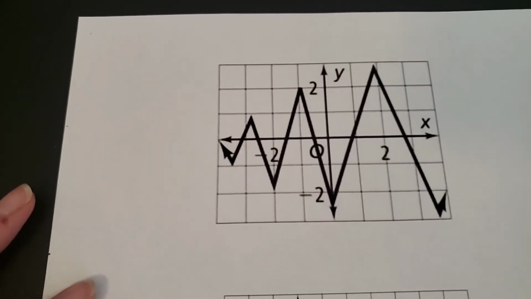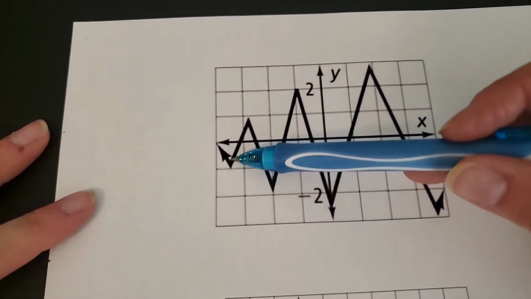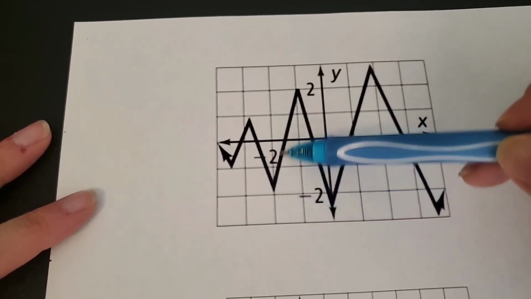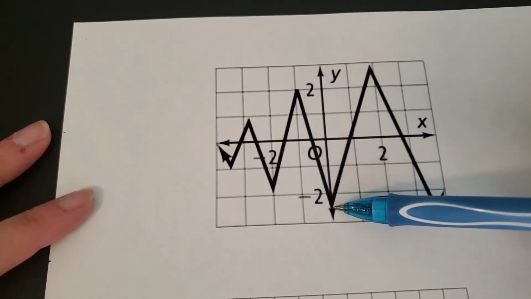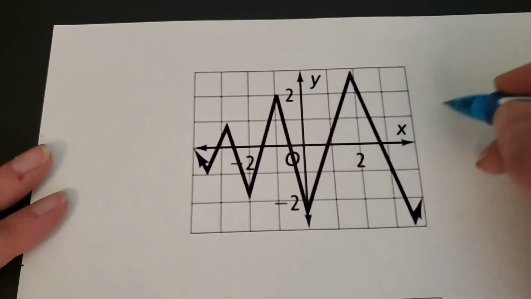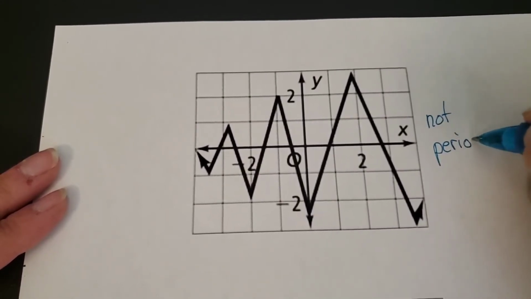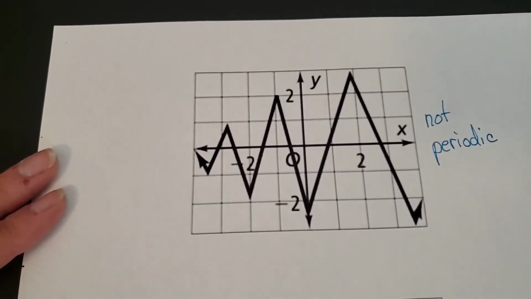All right, a couple more examples. Is this periodic? Well, it has a definite pattern, and I could continue that graph. But notice it's not enough to just have a pattern. Are we covering the exact same y values? Well, no, the y values keep going higher and lower. And so while this has a pattern, this is not periodic.